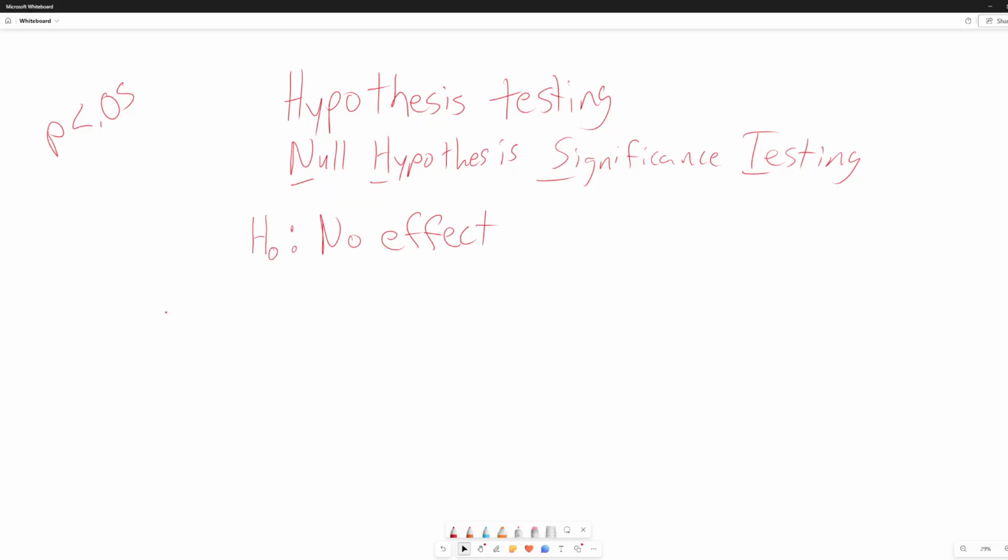Now, what the researcher proposes and tests in null hypothesis significance testing is what we label as the alternative, and oftentimes you're going to hear this referred to as the research hypothesis. The alternative hypothesis. And essentially this one states that there is an effect.